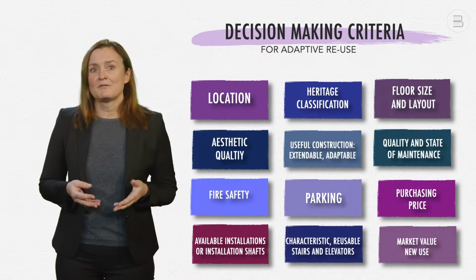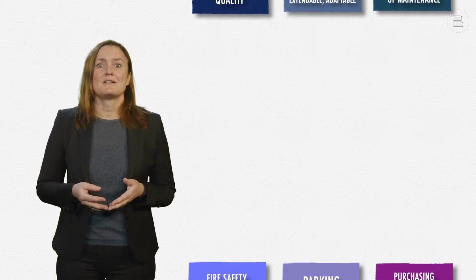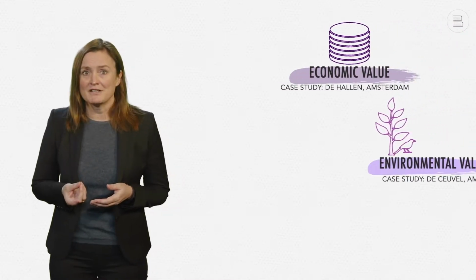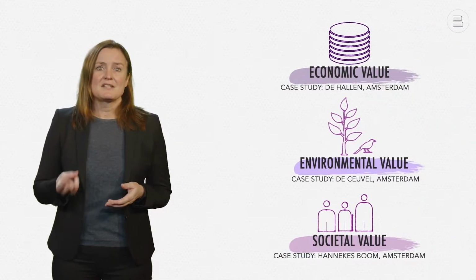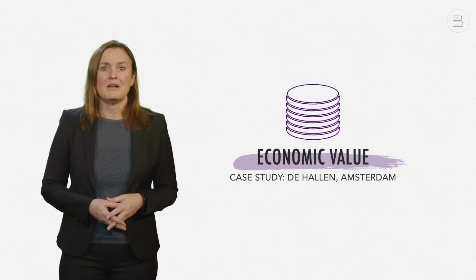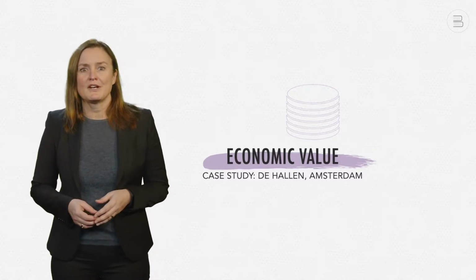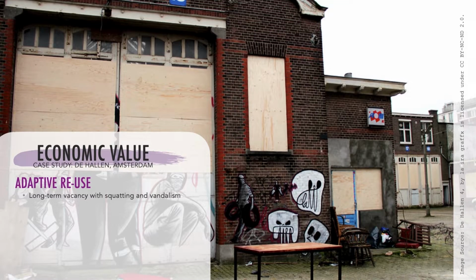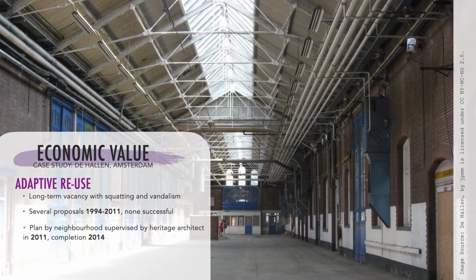We illustrate the different heritage values by 3 case studies, focusing on induced economic value, environmental value, and societal value. The first case is the Hilde in Amsterdam, a former tram depot. The building was empty for a long time and was squatted, leading to vandalism and following dilapidation. There were several proposals for redevelopment, however, none were successful. In 2011, neighbors drafted a proposal together with a heritage architect. This was successful, and the adaptation into a multifunctional cultural center was completed in 2014.